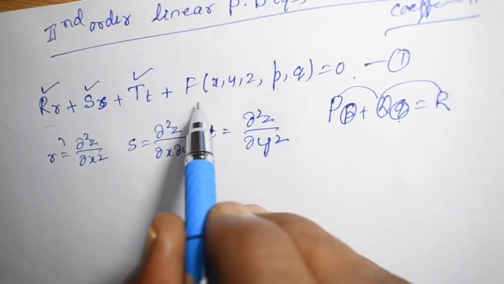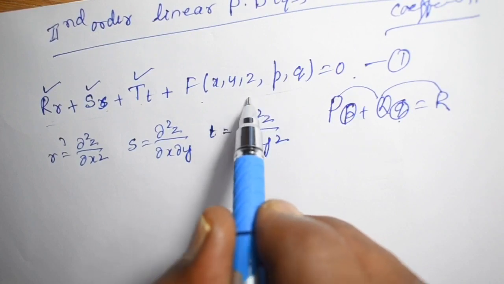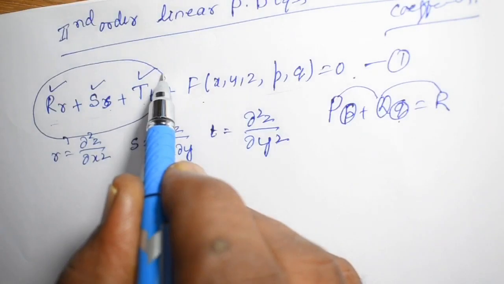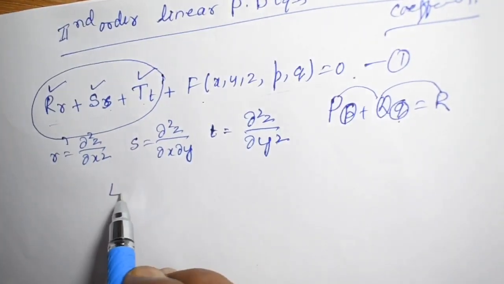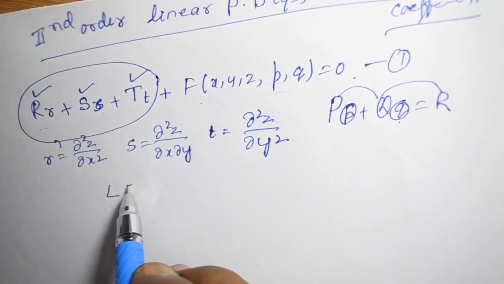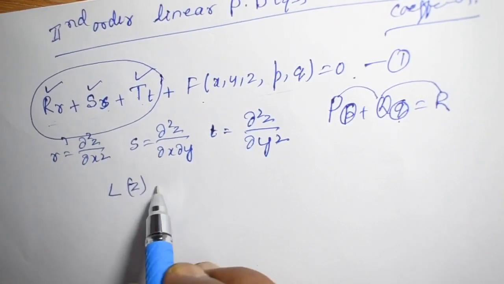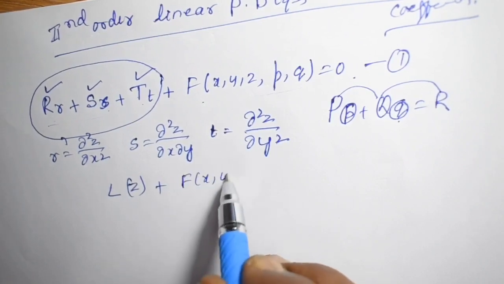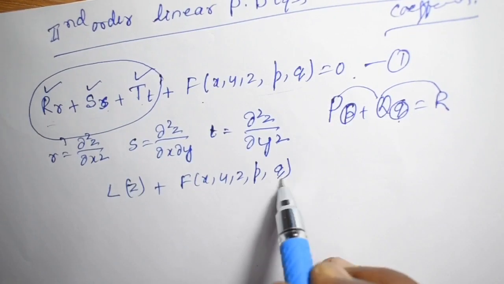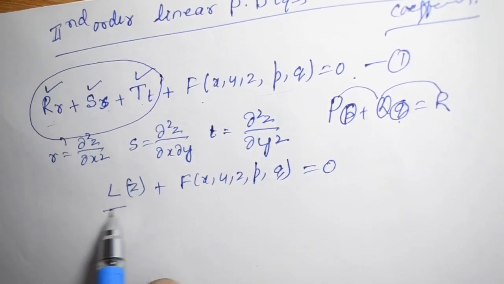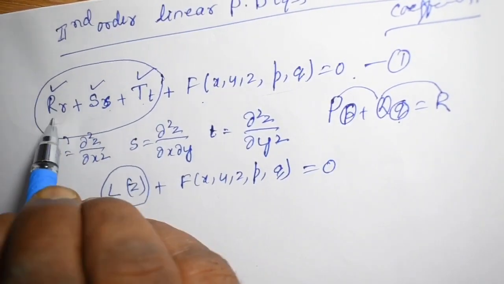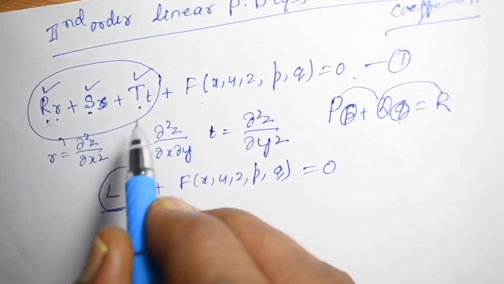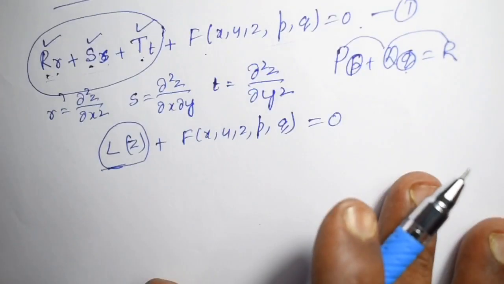Now, instead of writing the equation in this form, I am going to write it in a different form, by taking these second order derivatives as a differential operator L of z, so L of z plus capital F of x, y, z, p, q must be equal to 0. What do we mean by L of z? L of z means R into r plus S into s plus T into t. So this is the form of the second order differential equation.